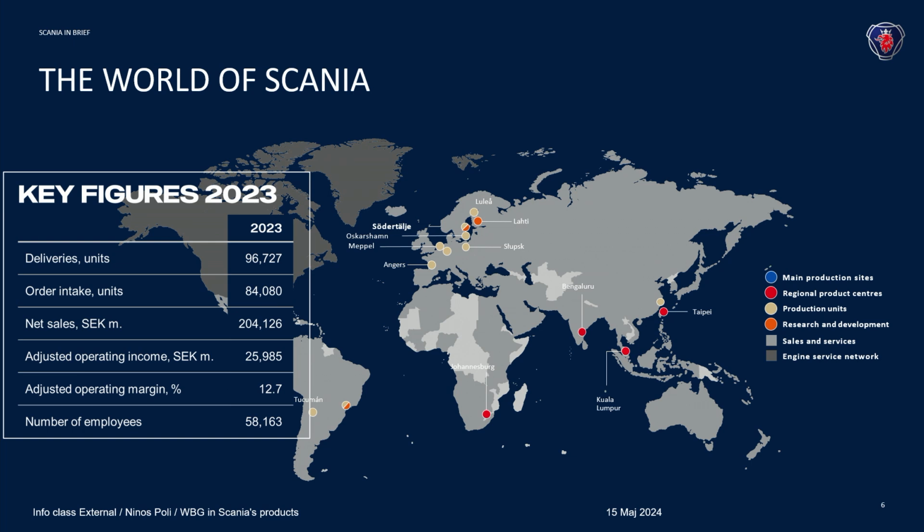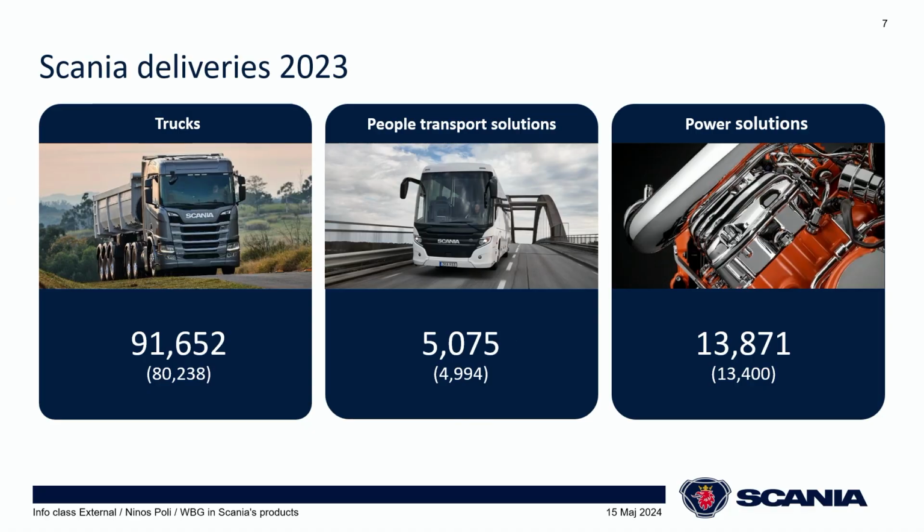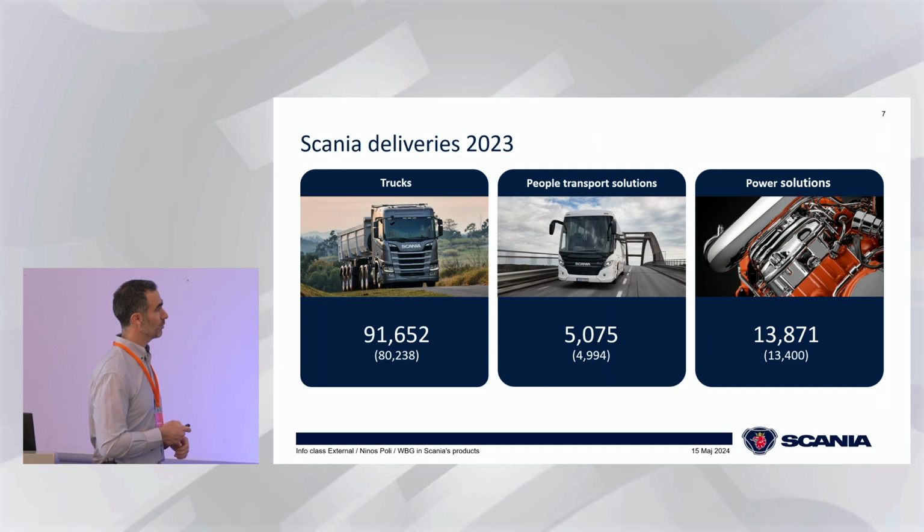We sold up to 96,000 units. And out of those 96,000, 91,000 were trucks, 10,000 more than the year before, 5,000 buses and 13,000 engines to marine and gensets and so on. So it was a good year last year.